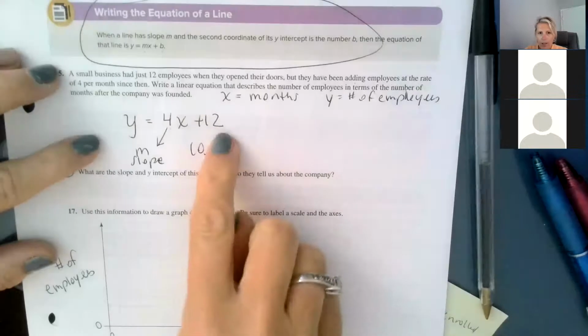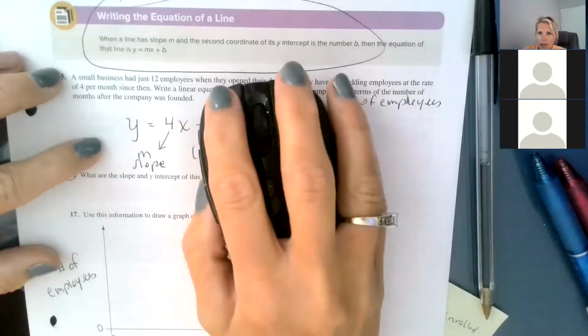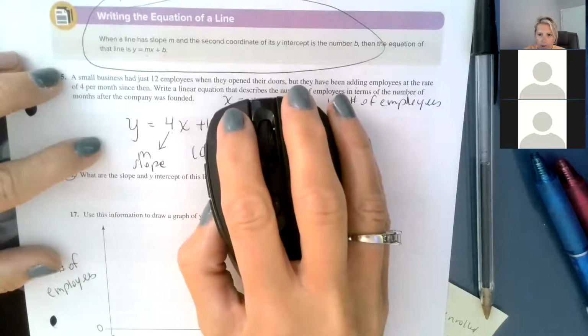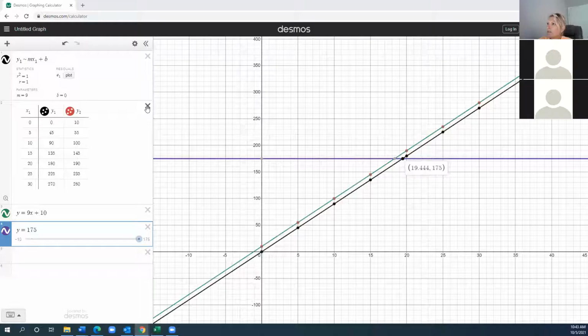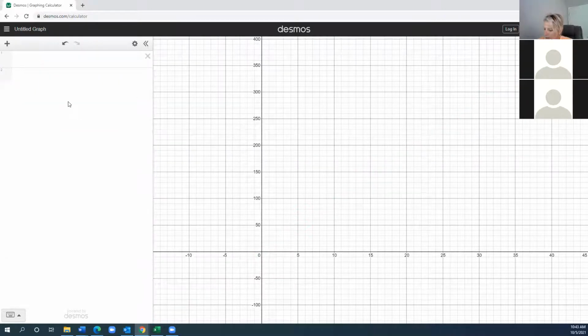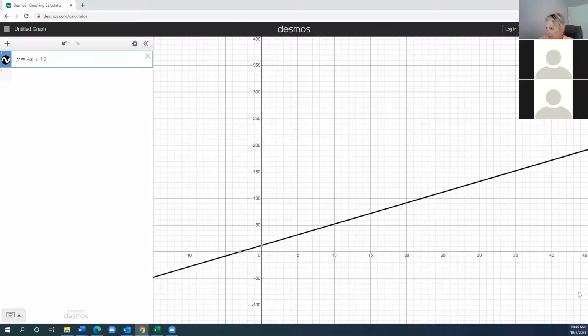But again, because we know the equation, we could just put that equation into Desmos. And I'm going to delete these because we've already done them. But we could just put this equation in. So y equals, we don't do the tilde, we only do the tilde when we have coordinate points. So 4x plus 12. And then there's the line that we drew, and that makes sense.